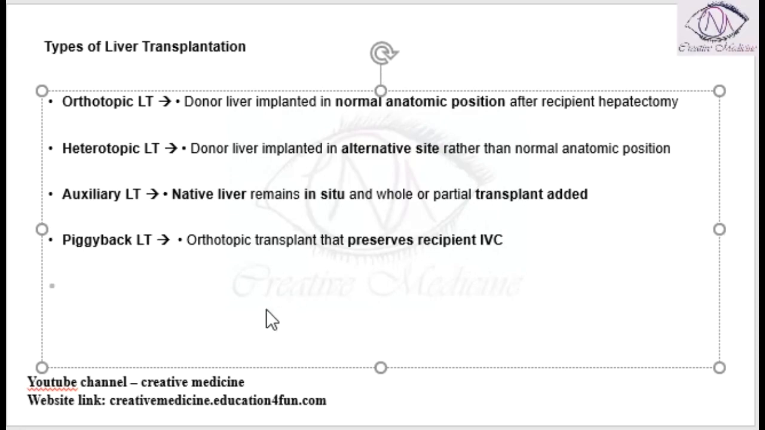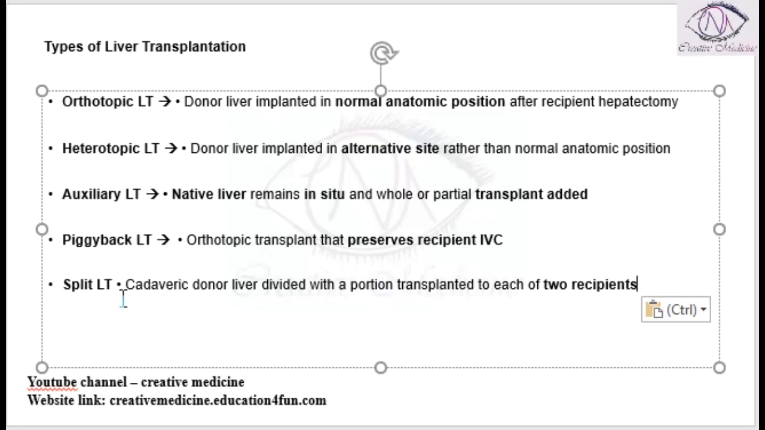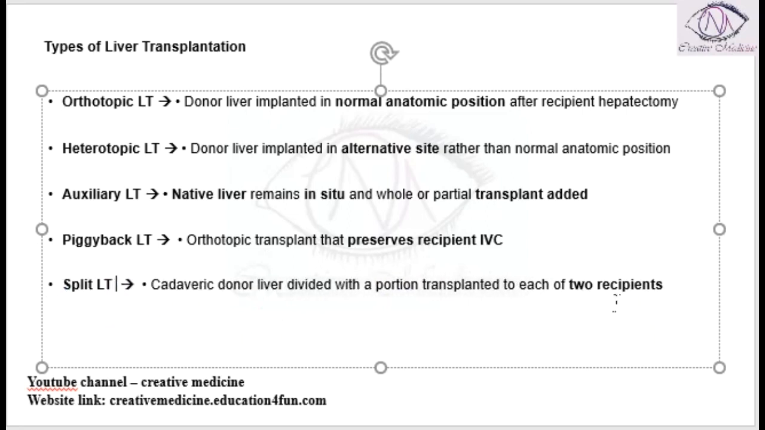Then we have split liver transplantation. In split liver transplantation, the cadaveric donor liver is divided into two portions and each portion is transplanted to one recipient. So a total of two recipients benefit from one person's liver.